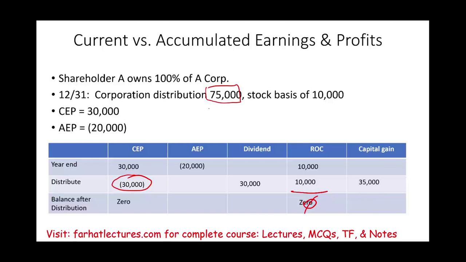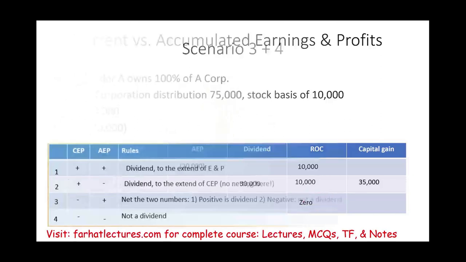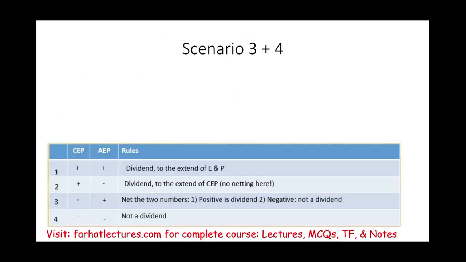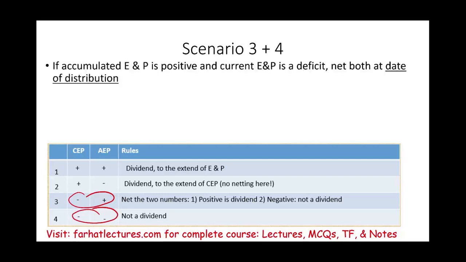So simply put, of the 75,000, 30,000 is dividend. 10,000 is ROC, return of capital, not taxable, and the remainder is 35K. This is how we distributed this 75,000. Let's look at scenario three and scenario four. If accumulated E&P is positive and current is negative at the date of the distribution, you can net them out. Okay, and we did this earlier. If the balance is zero or deficit, the distribution is return of capital.